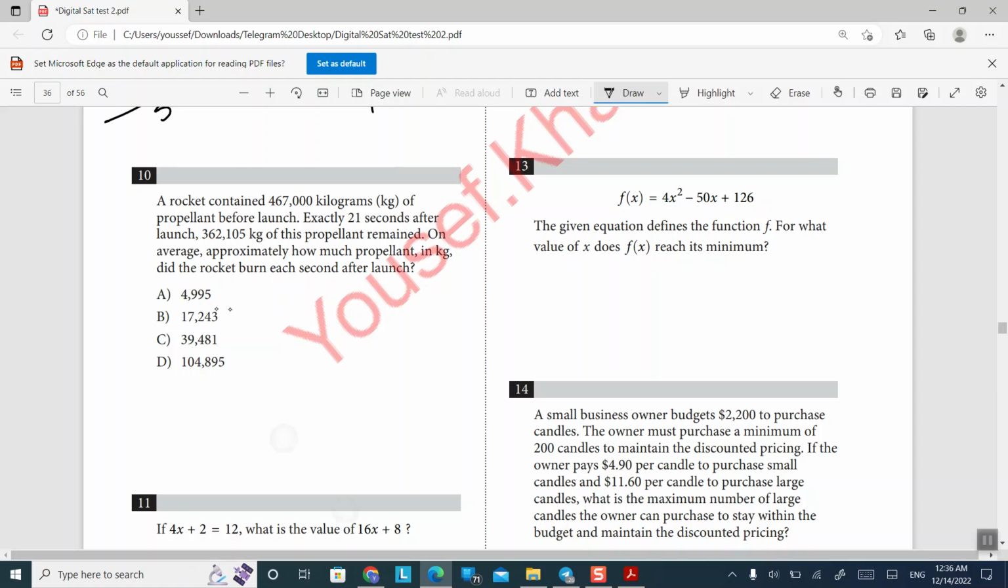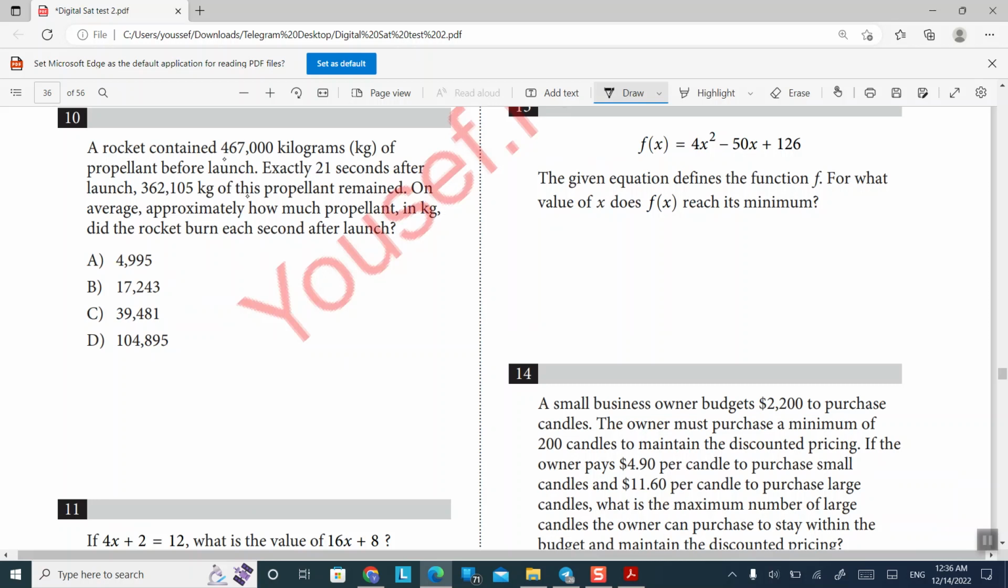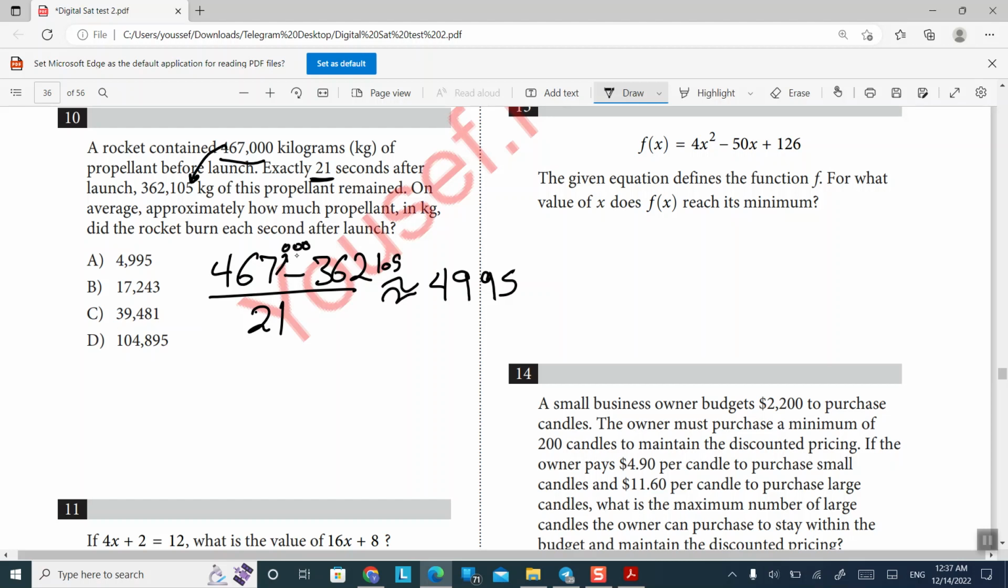Okay, so all you have to do is subtract the final value from the initial value and divide by the amount of seconds, the time. So 467,000 minus 362,105 over 21 will give you approximately 4995. Okay, approximately 4995. Okay, so let's move on.